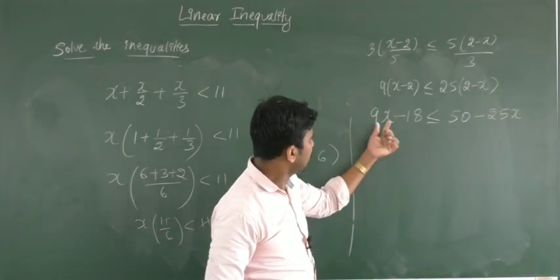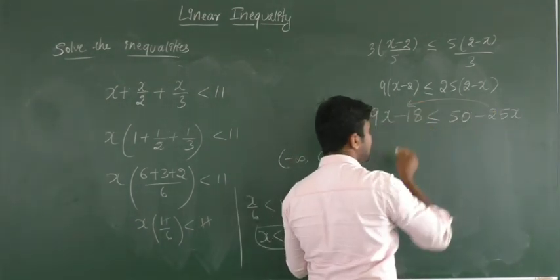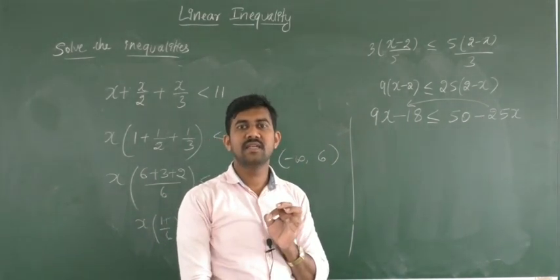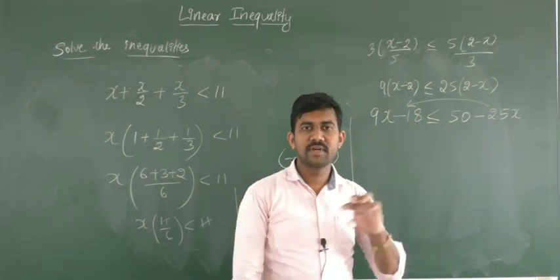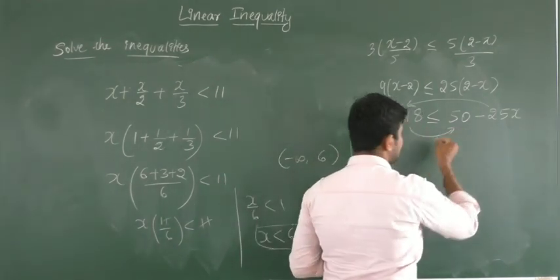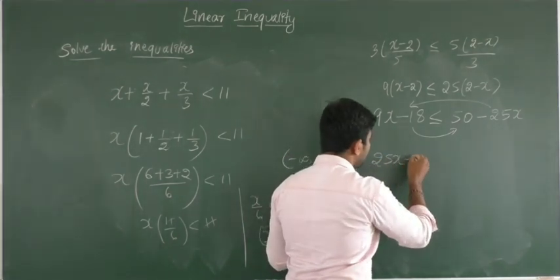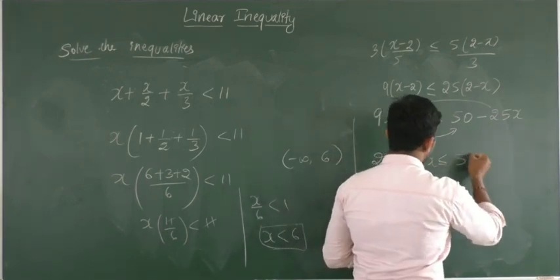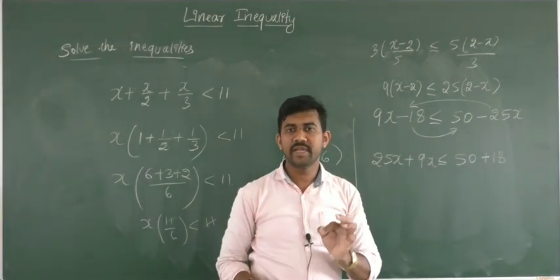Now bring this minus 25x to this side. It becomes plus 25x. Always remember we keep x positive, to avoid reversing the sign of the inequality. Minus 18 to this side. So what will we get here? 25x plus 9x less than or equal to 50 plus 18. Minus 18 goes to that side and becomes plus 18.